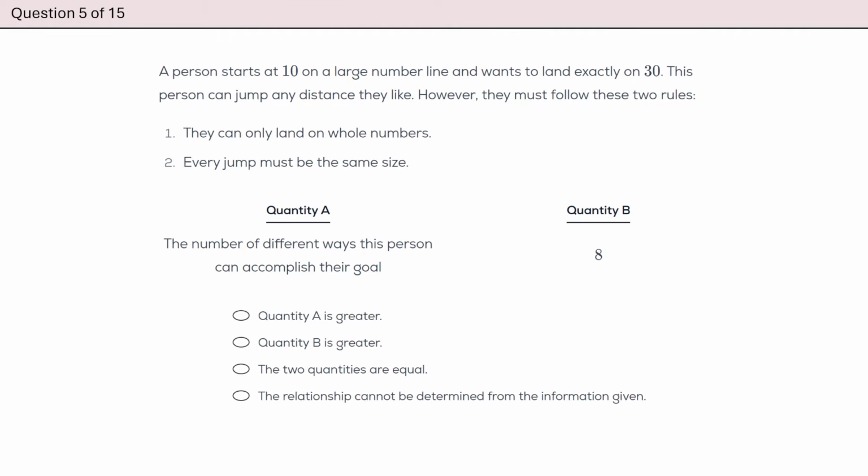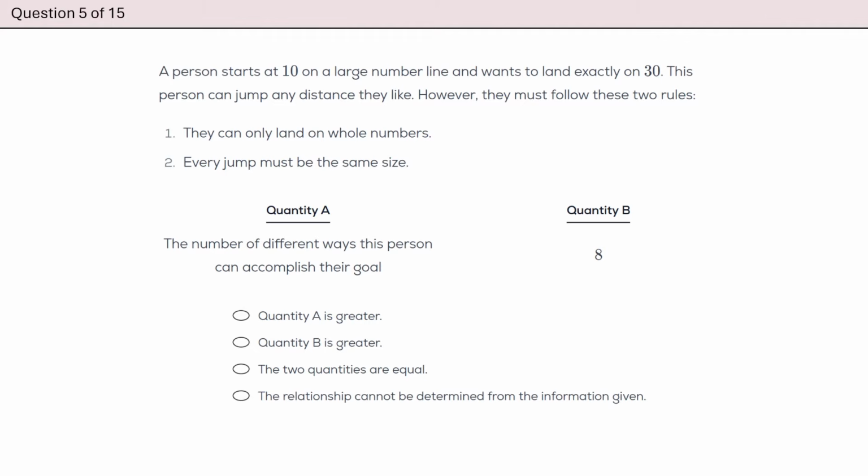A person starts at 10 on a large number line and wants to land exactly on 30. This person can jump any distance they like. However, they must follow these 2 rules. They can only land on whole numbers. Every jump must be the same size. And of course, we're assuming you can only go forward, no backward jumps here. In fact, I should probably clarify that in the question. If you take this quiz after this recording, you'll probably see a slight wording change.